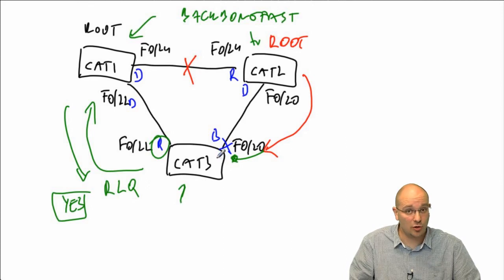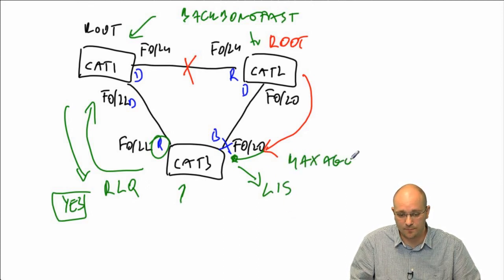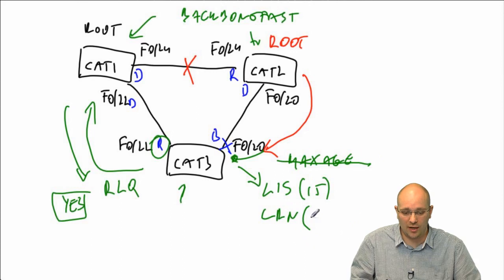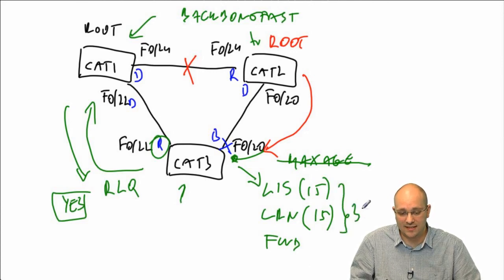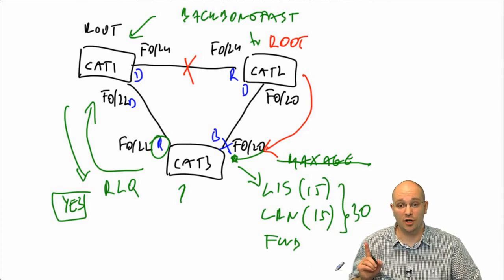When this happens, and this is going to happen very quickly, this port here is immediately going to transition into a listening phase, which means that we don't have to wait for max age to expire. In listening phase, we are going to spend 15 seconds, then we are going to go into the learning phase for 15 seconds, and finally, we are going to move into the forwarding state, which means that it is still going to take about 30 seconds for this convergence to happen, but we don't have to wait those additional 20 seconds. Let's see this in action.